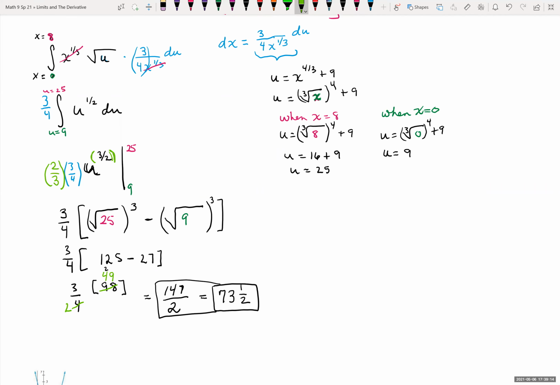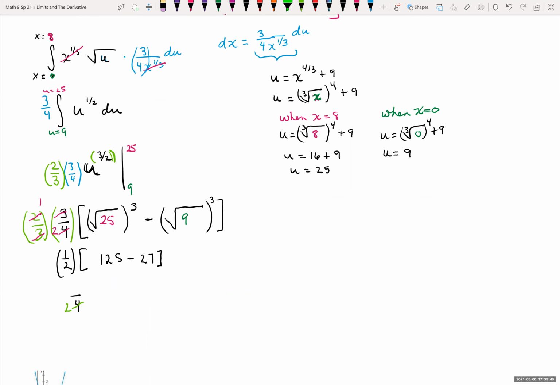Multiplied by 2/3. But notice that 2/3, we can simplify that, right? The 3's cancel. This is 2 and 4. So that's just really left with 1/2. So this is 1/2 times this answer, which is going to change things from this point. So we have 1/2 all times 98, which equals 49.